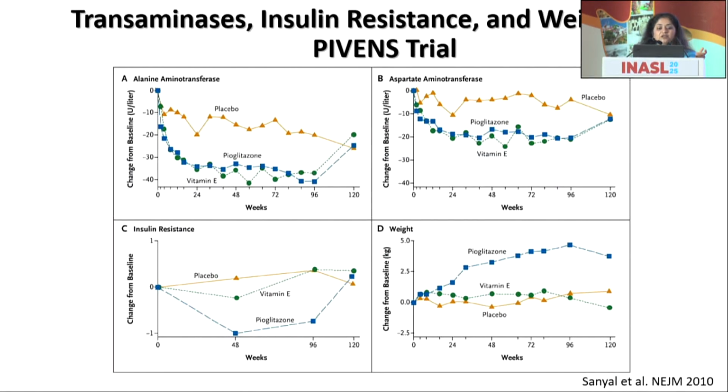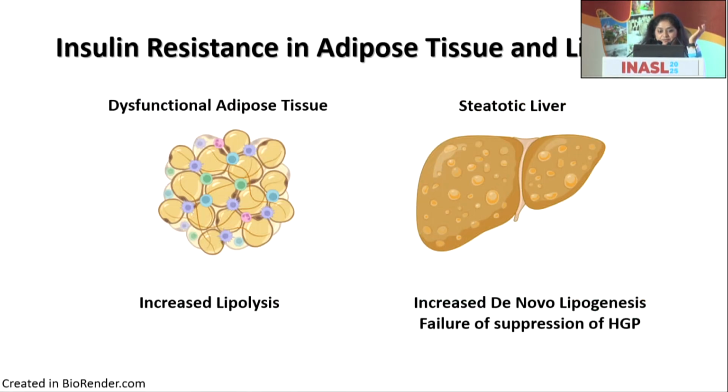These are some data from the PIVENS trial that really illustrate this point. In patients that are on pioglitazone, there is a reduction in AST levels, there is an improvement in insulin resistance, yet there is weight gain. So all of this to make the point that adipose function, or mitigating adipose dysfunction, is important in ameliorating MASH.